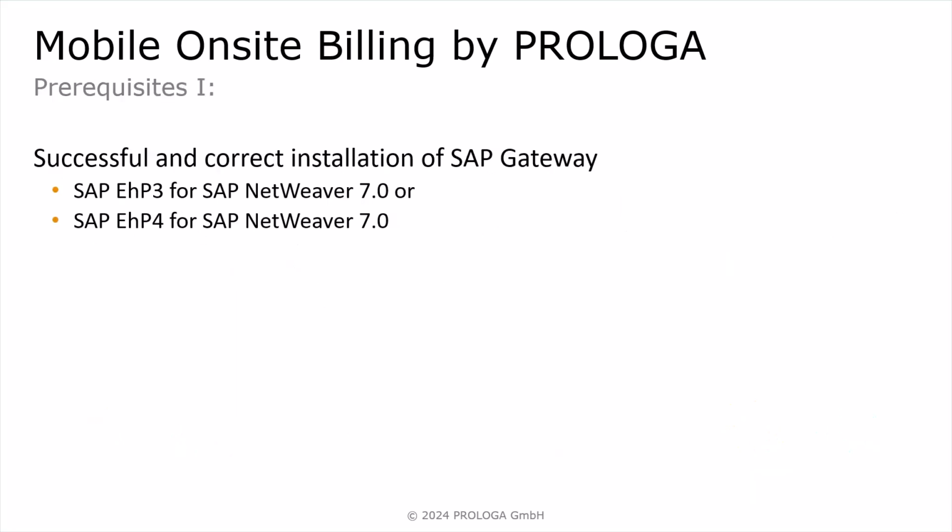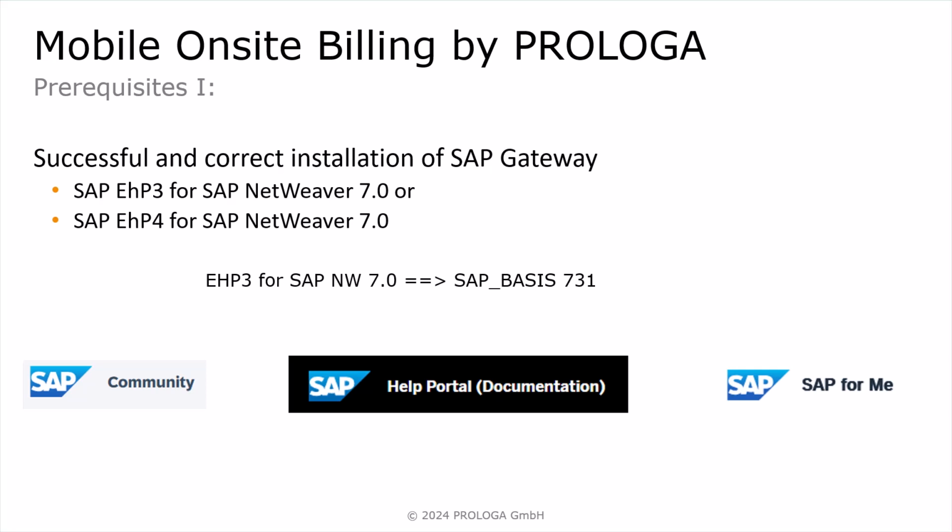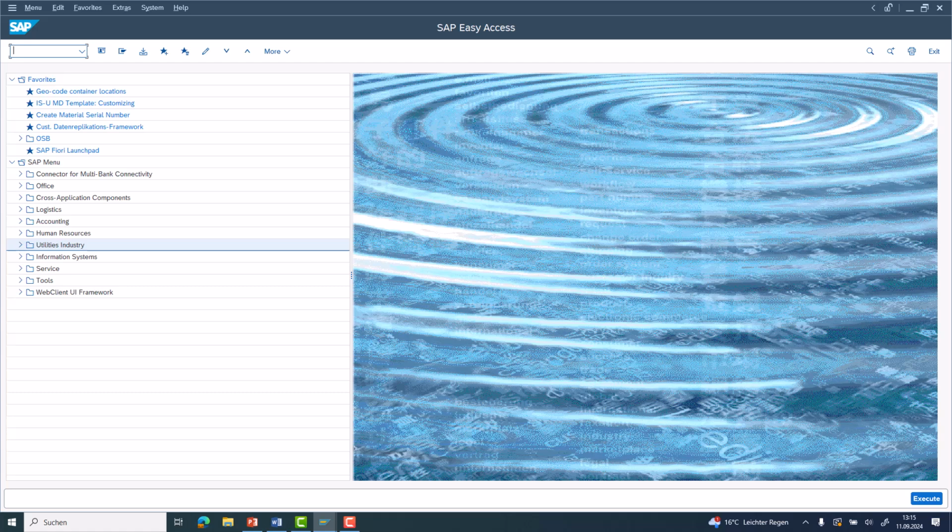The first point in the configuration guide is the correct and successful installation of SAP Gateway. So we have to check in the system which SAP Basis version is currently installed. I found information that Enhancement Pack 3 for SAP NetWeaver 7.0 is embedded in SAP Basis 731. If you are uncertain about the Enhancement Pack version number, you may want to check out one of the SAP online support areas. Again, let's quickly check on my system.